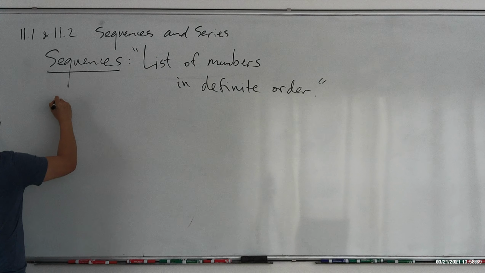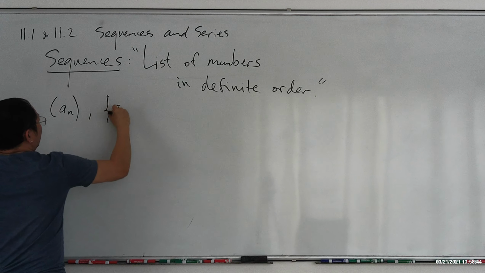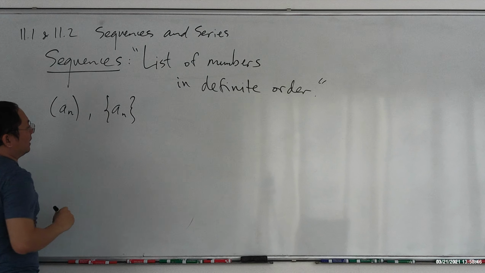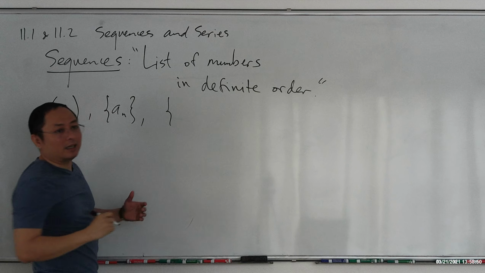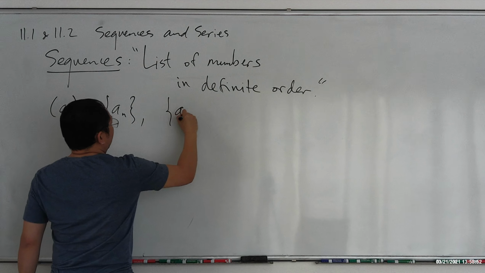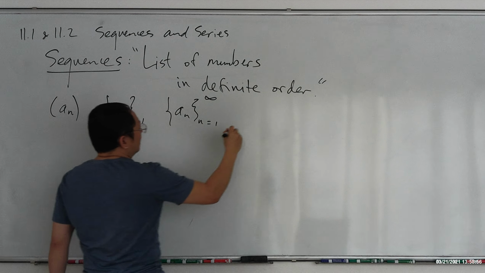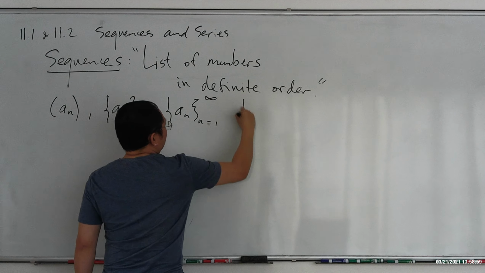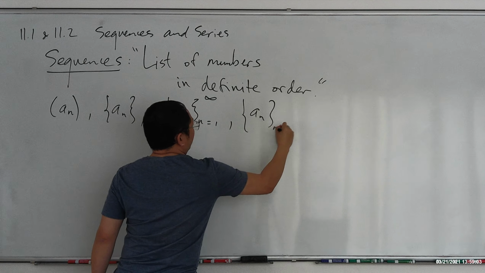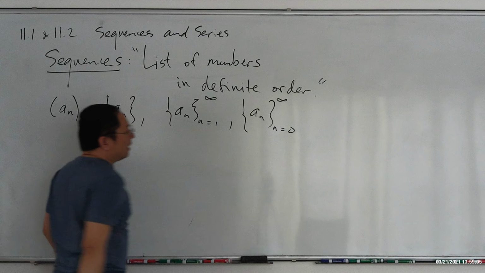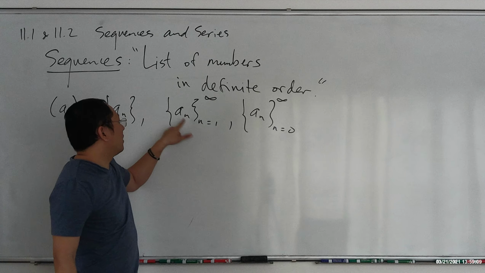Sometimes they use parenthesis, sometimes they use curly brackets, and then sometimes they indicate the beginning point and the end point. Say a_n right here, n starts from 1 to infinity. Some others may start from 0 to infinity. Our book sometimes starts counting from 1. This is like the counting index, a1, a2, a3.